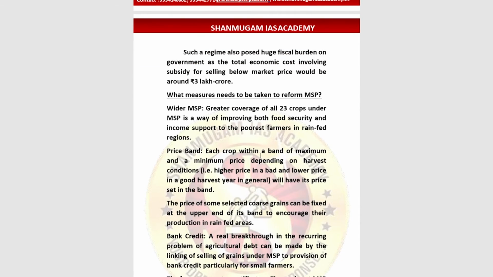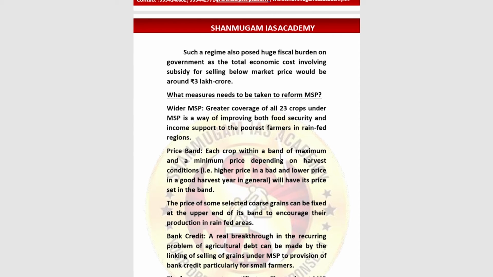Such a regime also posed a huge fiscal burden on the government, as the total economic cost involving the subsidy for selling below market price would be around 3 lakh crore. So this is the economic cost involving the subsidies: 3 lakh crore.